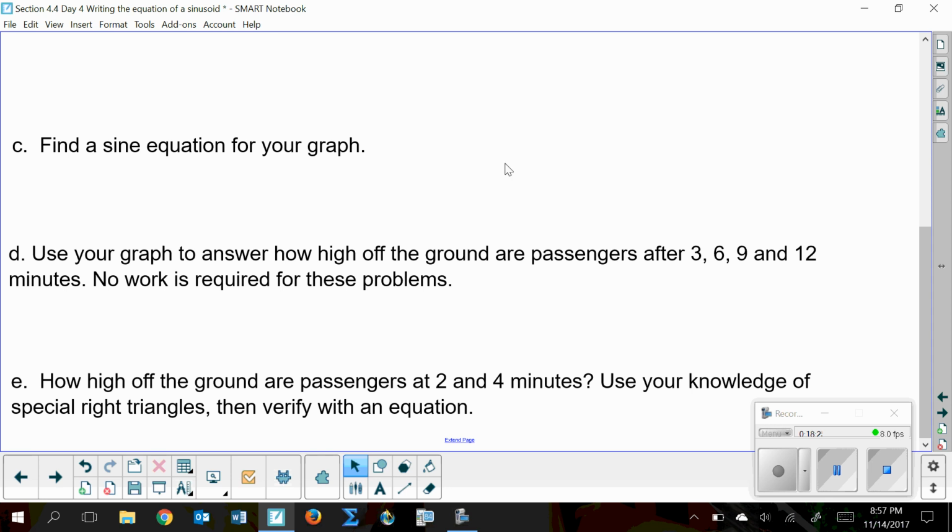Your homework is to do this one problem here, and then also to finish the whole packet, all the graphs and writing the equations. Please be good for the sub, and I will see you on Friday.